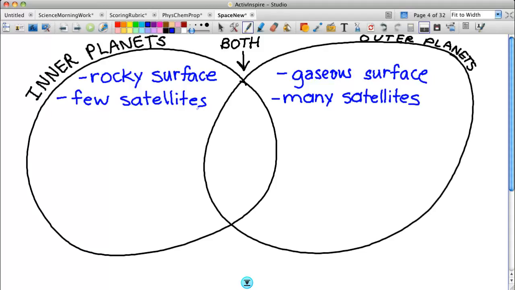We're making time, we're making time. Yes, yes. Something else, let's add. Braden. Rings. Outer planets. Yes, outer planets have rings. And what should we put on the inner planets? No rings.